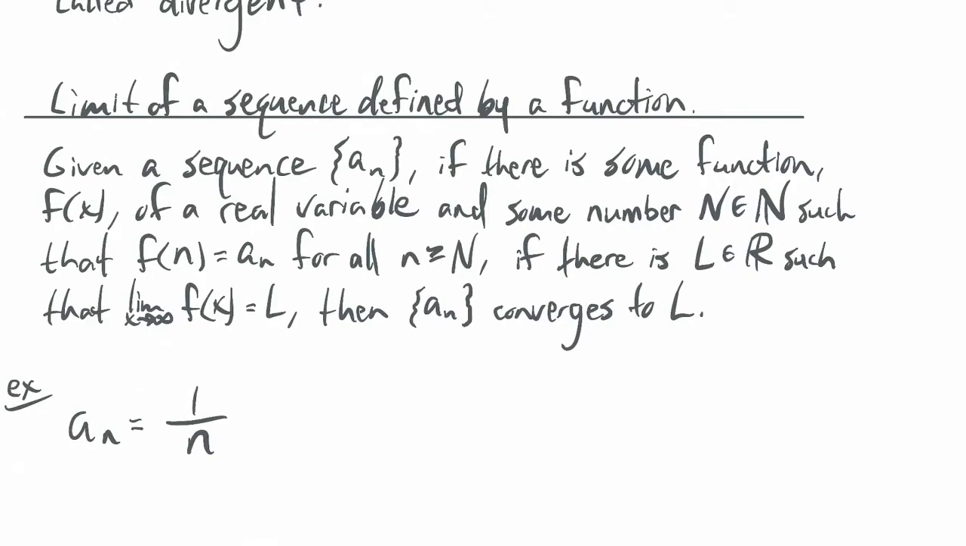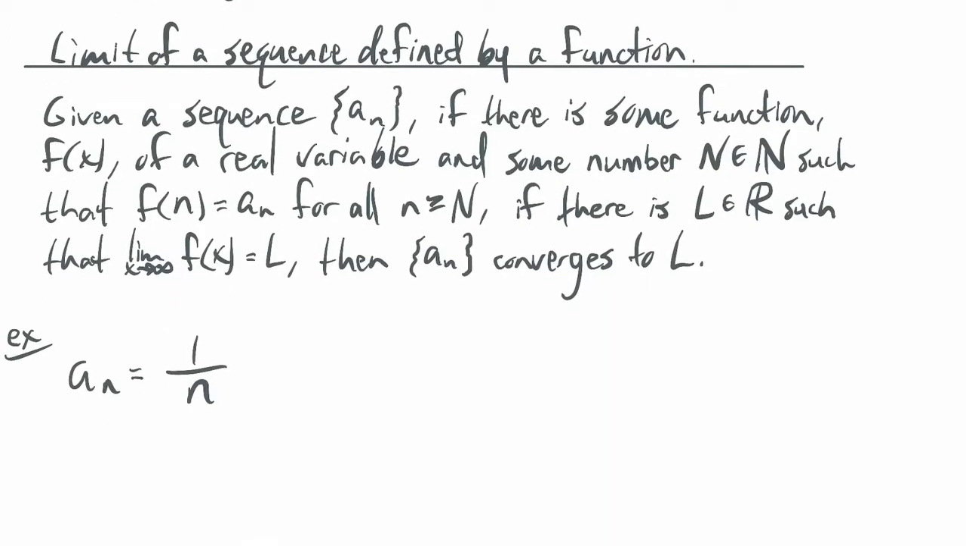Okay, so how about this one? a sub n equals 1 over n. What's the limit? And we could say, oh, well, if n gets really big, this goes to 0. But I don't want to do it that way. I want to say, no, we need to come up with a function that matches what this sequence does. And then we can use the techniques of Cal 1 to find the limit. Okay?